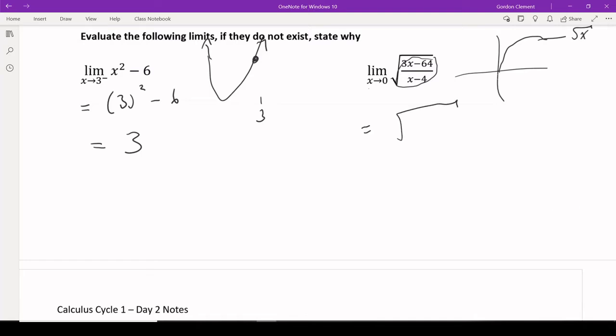Well, we can kind of try and figure it out. You'd get 0 minus 64 over 0 minus 4. You'd get negative 64 over negative 4. You'd get positive 16 when you divide those. And you can get an answer there, and it's 4. So what do we think? Is that good or is that not good?